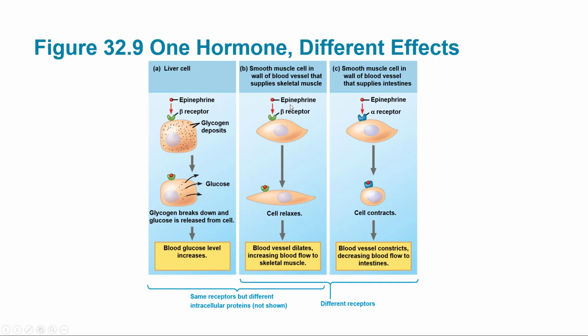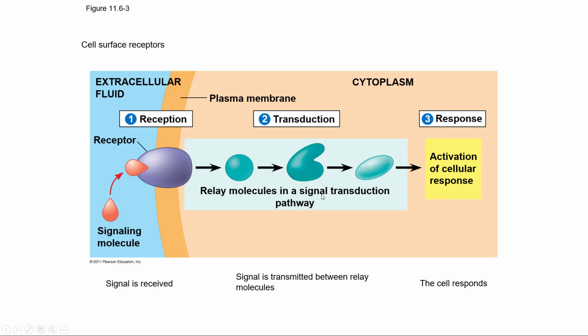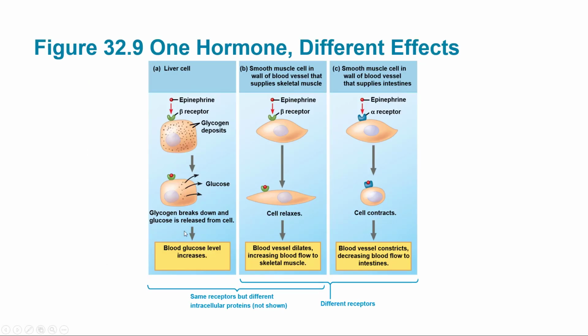In this case, epinephrine docks to a muscle cell, causing it to relax, allowing blood flow to increase. And in this case, epinephrine docks to a different receptor, an alpha receptor. We have a different response. The cell contracts, maybe in the intestines, reducing blood flow to the intestines. So what we can see here is that it's the same signal in all these cases. In the case of A and B, we have the same receptors, but different proteins inside, different transduction pathways, causing a different response. And in this case, we have a different receptor and a different response, right?